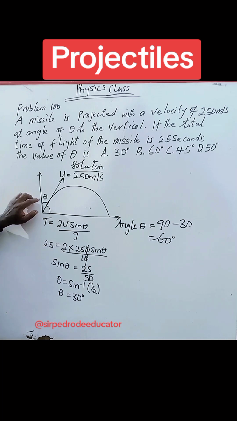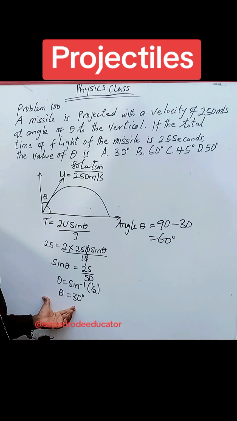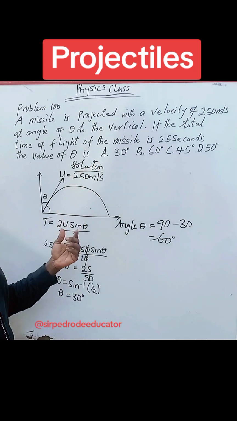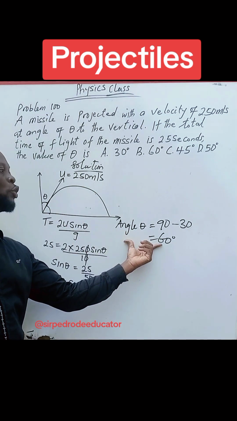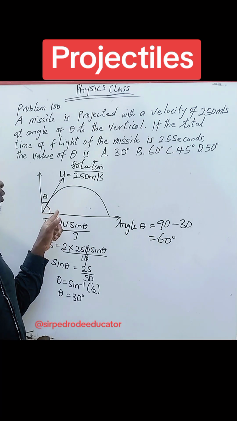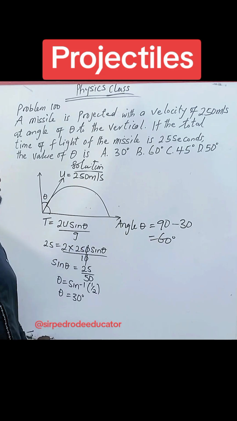Because you see they say to the vertical, and when you are calculating, the angle must be to the horizontal, right? Because the time of flight moves straight. So when you have calculated this, don't be tempted to pick an option, because this is to the vertical. So to the horizontal, use 90 total angle minus 30, your calculated value, to give you 60 degrees.